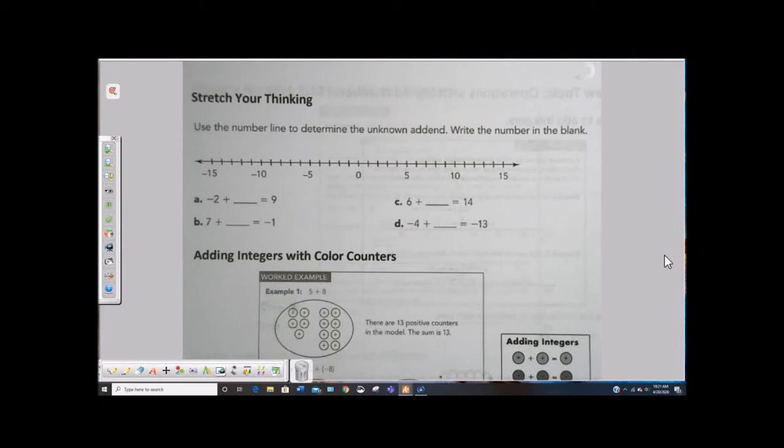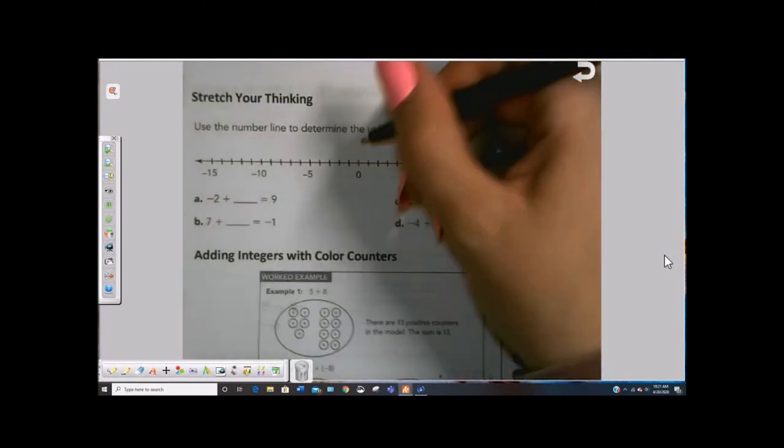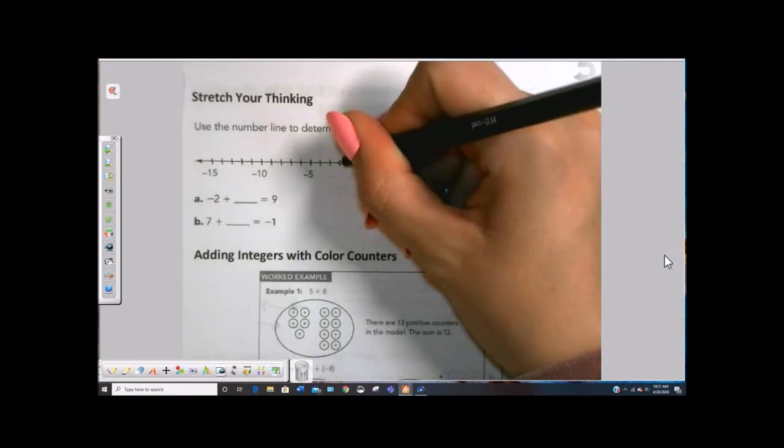We're going to start off with going back to our number lines with adding integers. So if you look at the top, this time we're trying to find the middle number. You have the starting and the end, so we're trying to find the middle. We do the same thing.